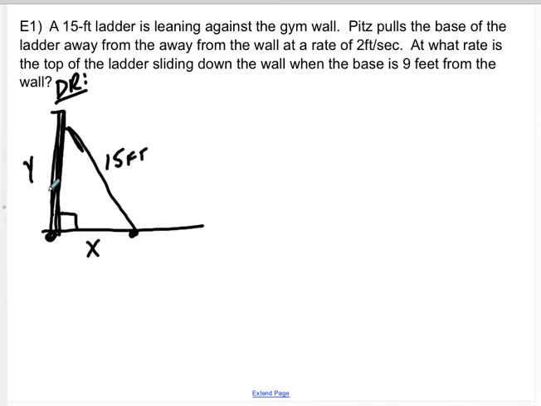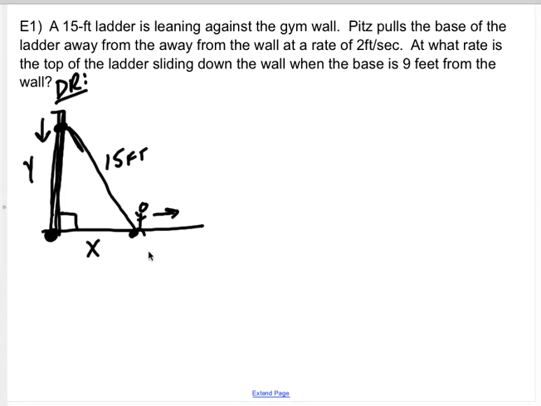And I'm going to call this Y, the distance from this base to the top. As the ladder slides down, what's happening is X and Y are going to change. The ladder was originally against the wall and it starts to get pulled out by the base. So Pitts is right here, and he's pulling the ladder away this way.